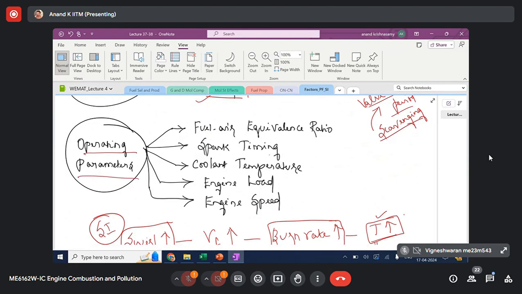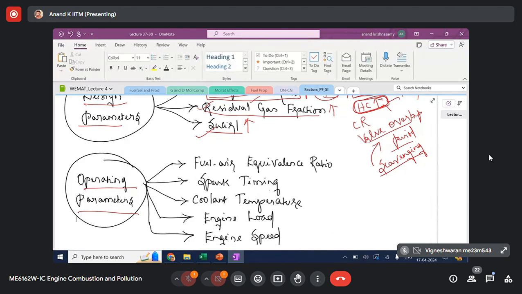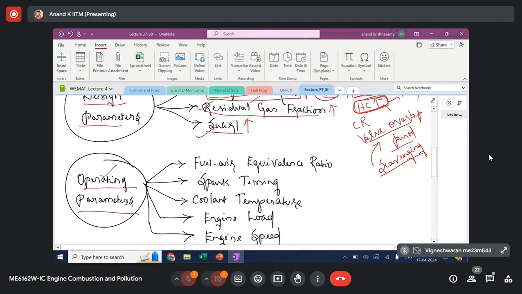So next we are looking at operating parameters. How these parameters are different from what we discussed just now about design parameters is that design parameters are modified at the time of designing the engine, whereas operating parameters can be modified at the time of running the engine. So you can say that they are dynamic. They are not fixed. Design parameters are fixed; you cannot change them when you run the engine. Whereas operating parameters, you can vary them when you are running the engine. That's why it's a dynamic way of modifying these variables, and that will have a control over the pollutant.